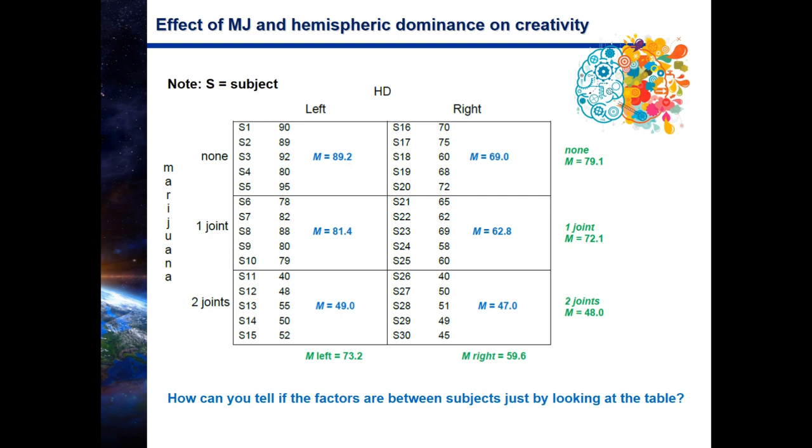Because you're going to have one F value for hemispheric dominance, one for marijuana, and one for the interaction. So every two-way ANOVA will end up generating three F values. We're going to look at that. And then we're going to look at interaction effects in more detail. And I want you to really get a good grasp of what an interaction effect looks like.